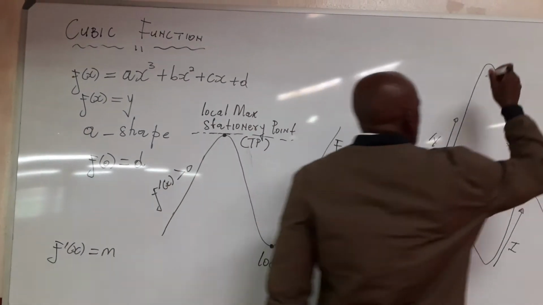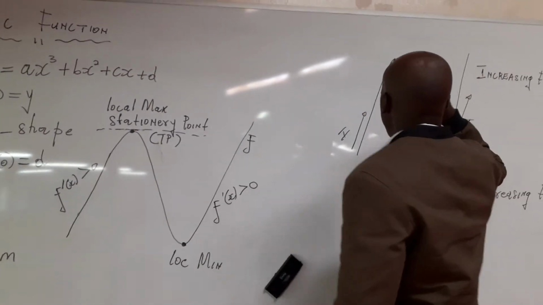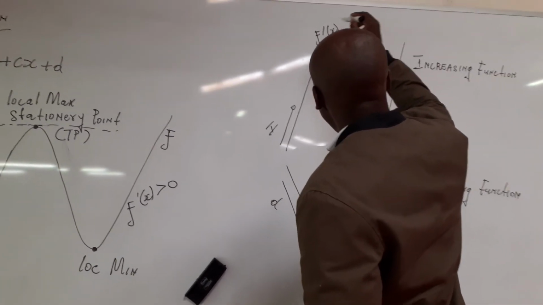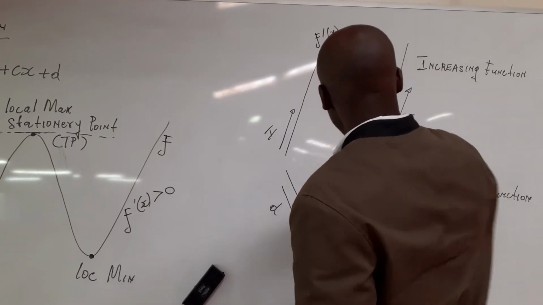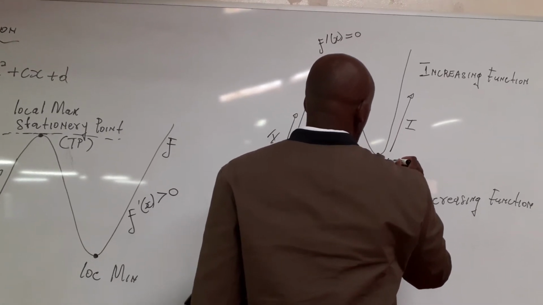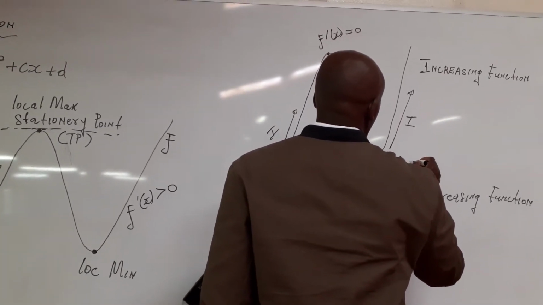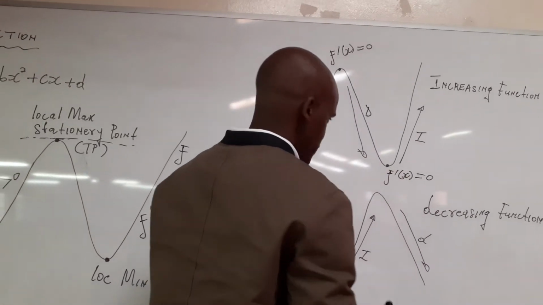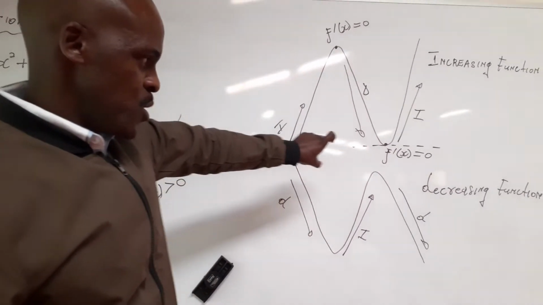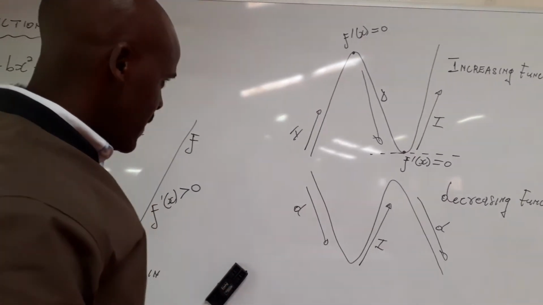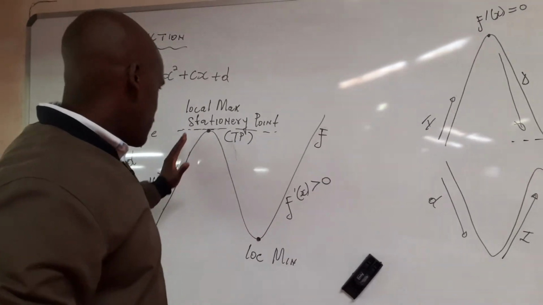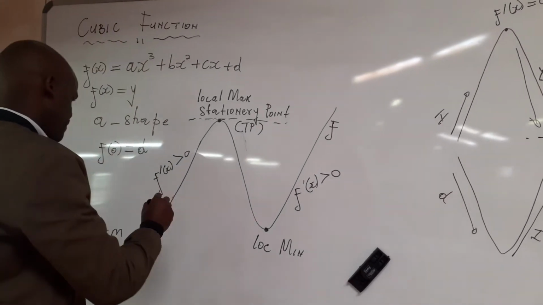So let's look here. We are saying, since this is a stationary point or turning point, the gradient is 0. Also here, the gradient is 0 at the stationary point, because if we are to put a tangent, it will give us a horizontal line. So the gradient of a horizontal line is 0.